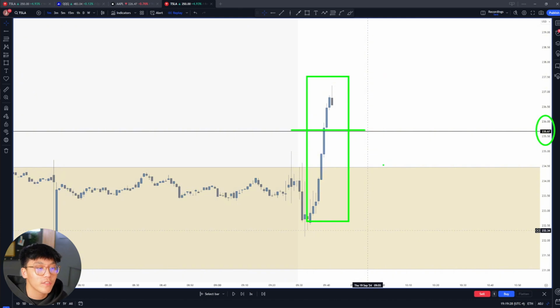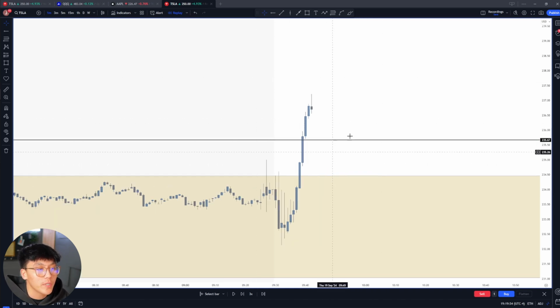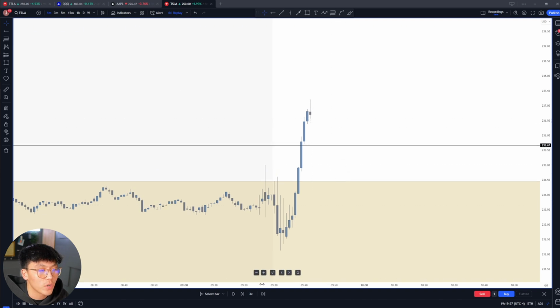It's also relatively strong. It's a day after FOMC as well. So now what we can expect is continuation because we had that news factor. The market is bullish. Tesla is bullish as well. We're going to be looking for continuations towards the upside. So now what we'll be doing is looking for a potential retest of this 235 level.